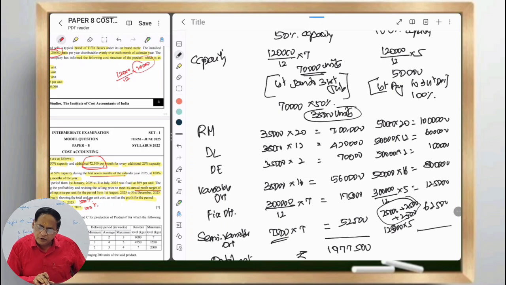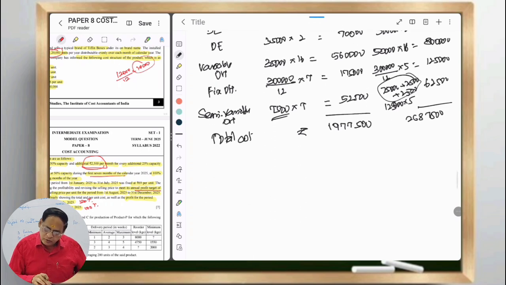So, if you add, make note of it. 10 lakhs, 6 lakhs, 1 lakh, 8 lakhs, 1,25,000, 62,500. If we add the total amount, how much? The amount will be 26 lakhs 87,500. 26 lakhs 87,500. So, make note of it.